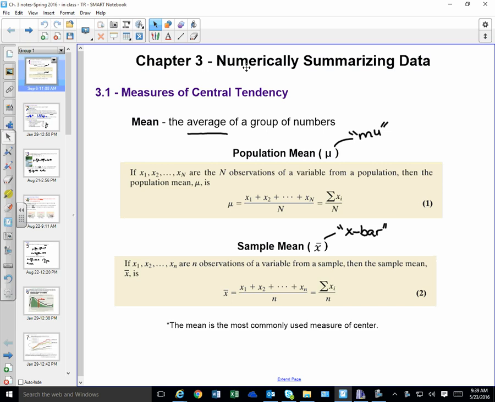Chapter 3 is where we actually start summarizing our data, and so it's called numerically summarizing data. So we're going to look at creating our parameters or our statistics. I'm just going to go over some of the highlights from this chapter.